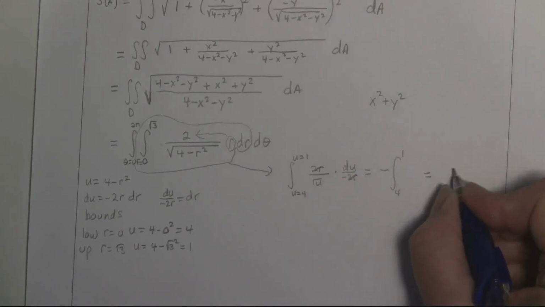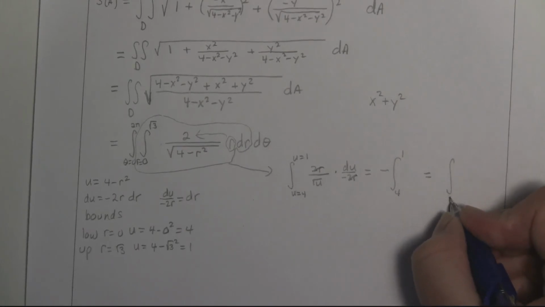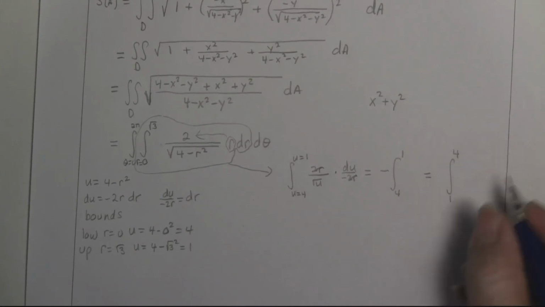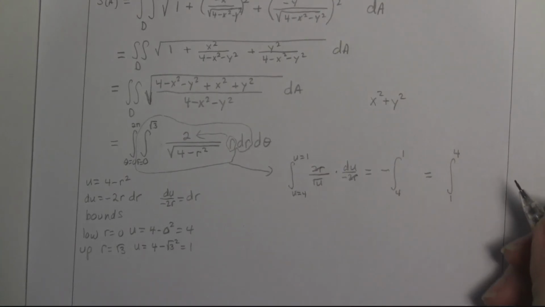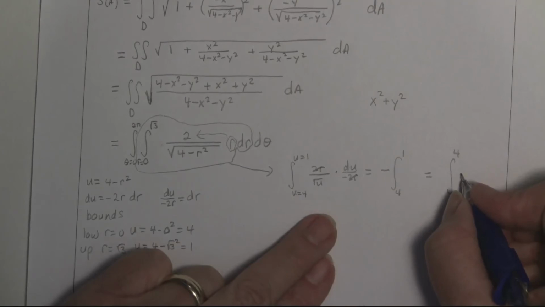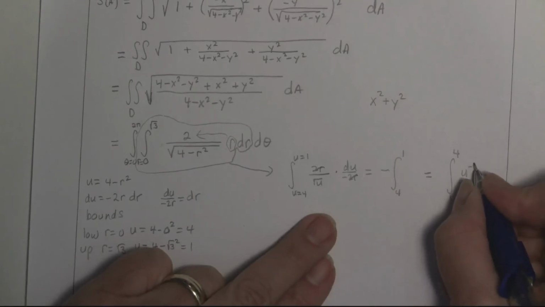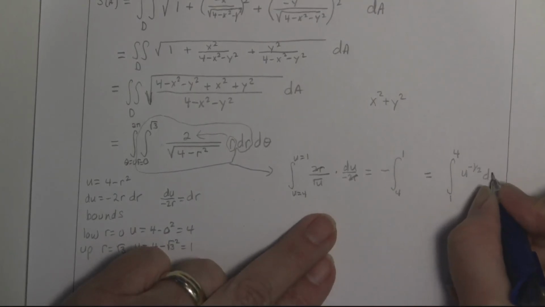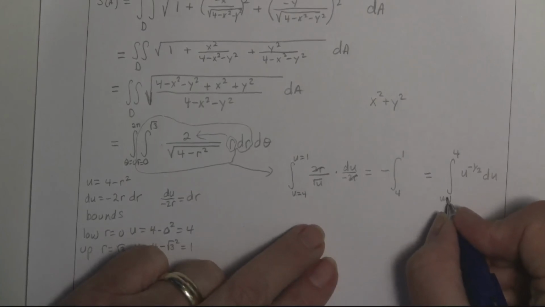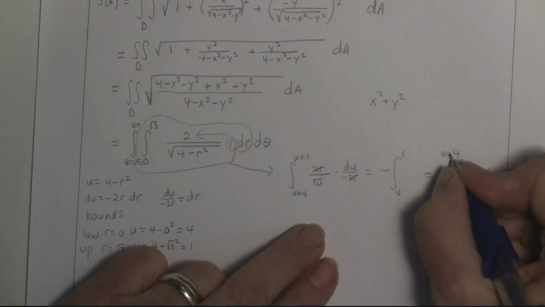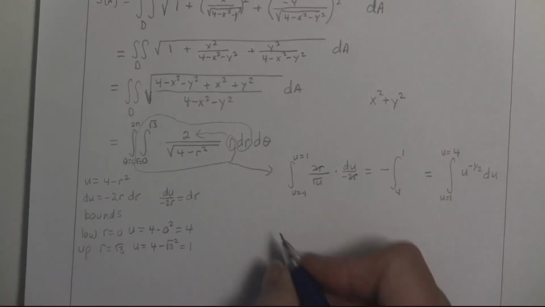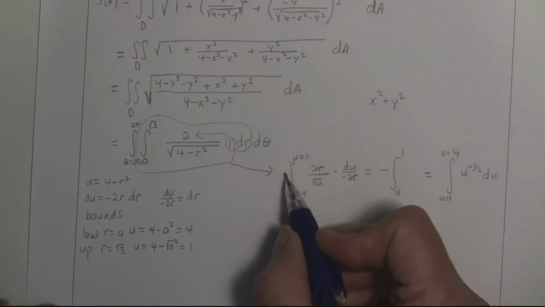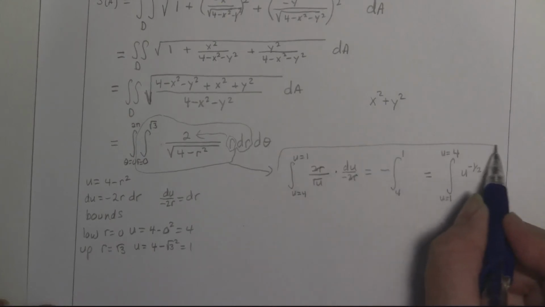I don't hear any of you saying anything, so I'll just say that you said it would be a good idea to change it, make that a positive, and then change it from 1 to 4. And so this is going to be u to the negative 1/2 du from u equals 1 to u equals 4, and adding 1, integrating that. I'm still integrating this part right here.